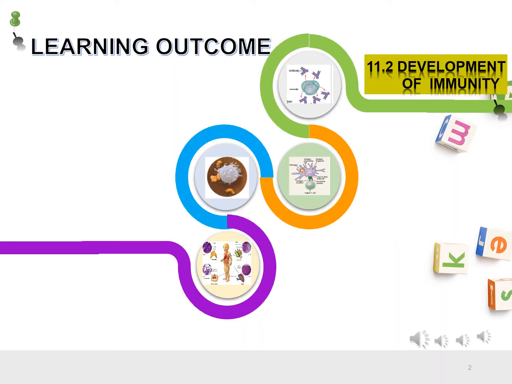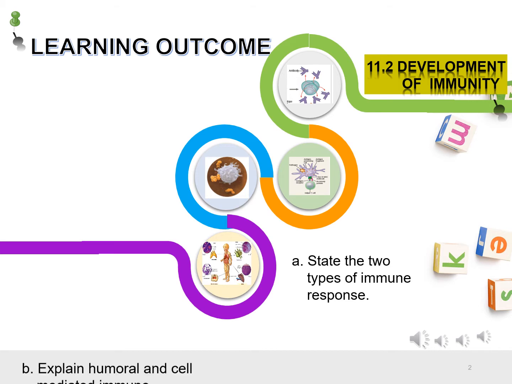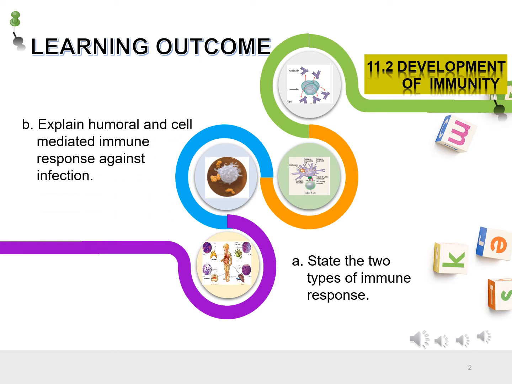Hi everyone. In this video, we will continue the next subtopics in chapter Immunity. 11.2 Development of Immunity. There are 3 learning outcomes in this subtopic. The first learning outcome is to state the types of immune responses. Next, explain humoral and cell-mediated immune response against infection. And the last learning outcome is to explain the primary and secondary immune response.